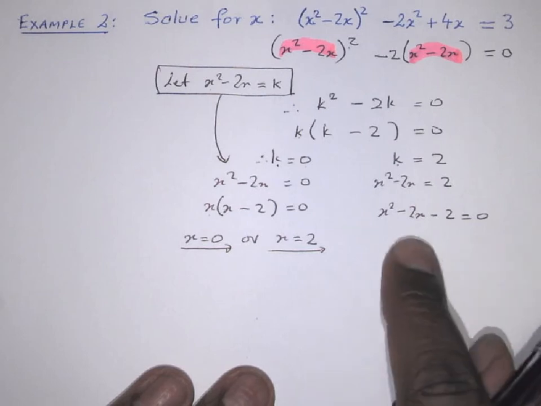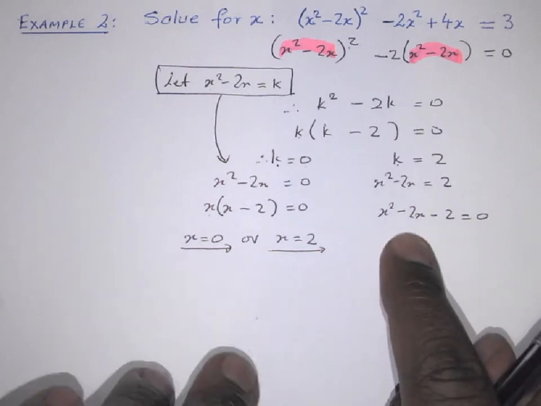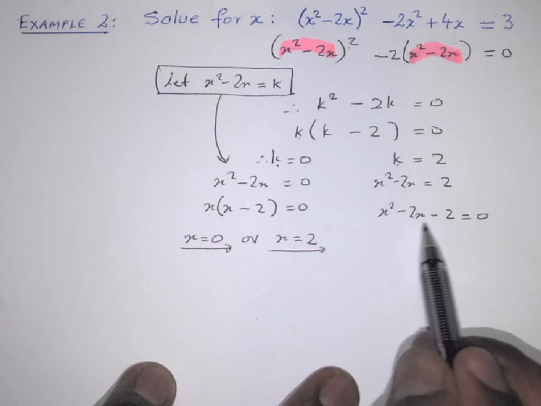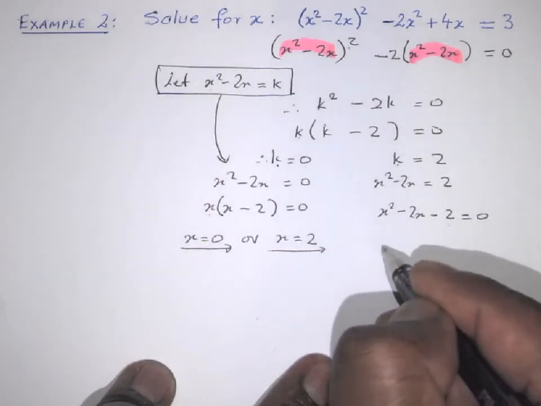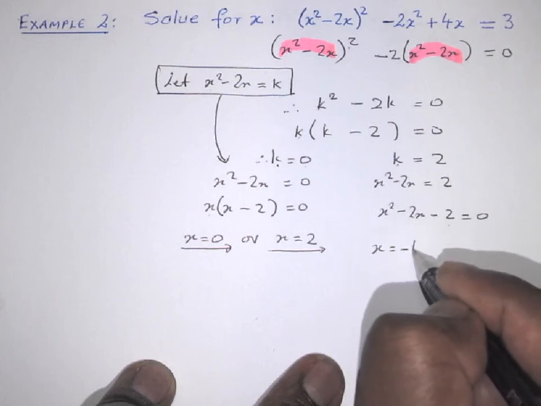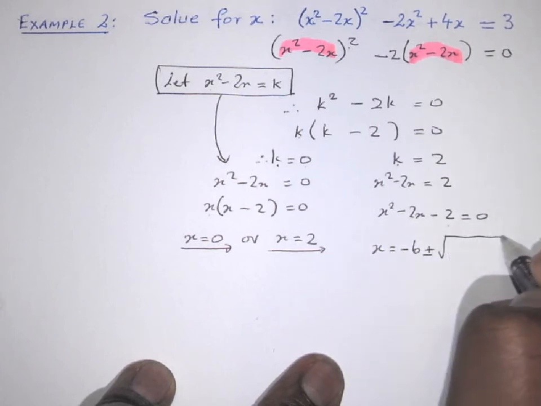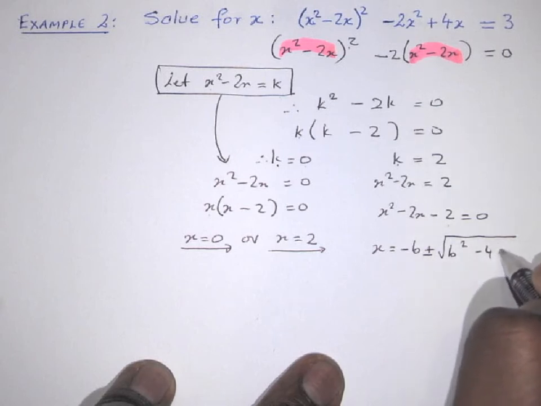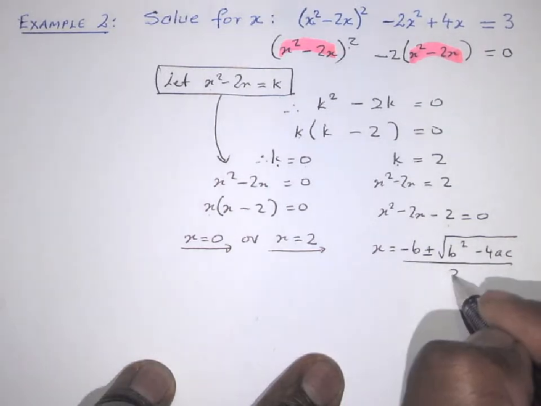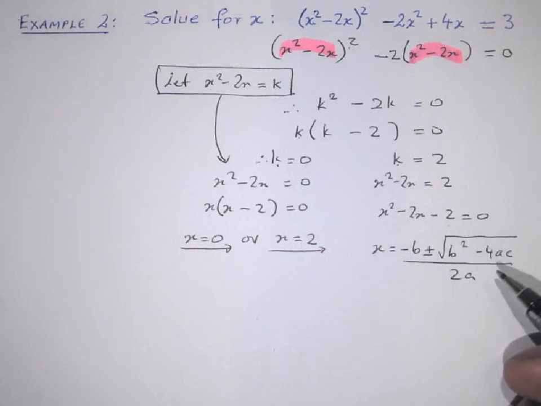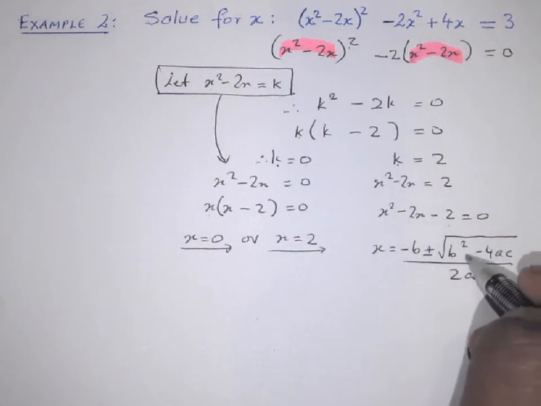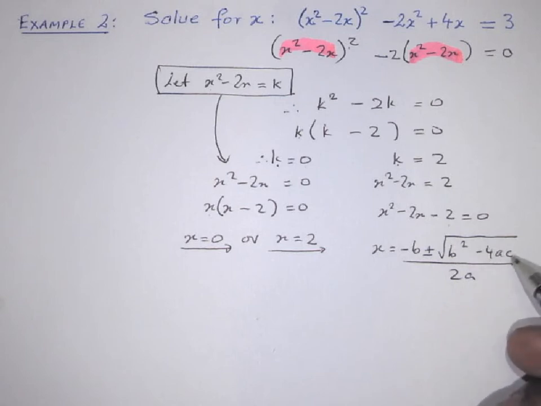Now wait a minute. Can I factorize this? No. Now recall that if I don't know how to factorize an expression, I can always use the formula which says x is equal to minus b plus or minus the square root of b squared minus 4ac, all over 2a. If that is the case, it means that we need to know the values of a, b, and c. If we know what a, b, and c are, we'll get an answer.